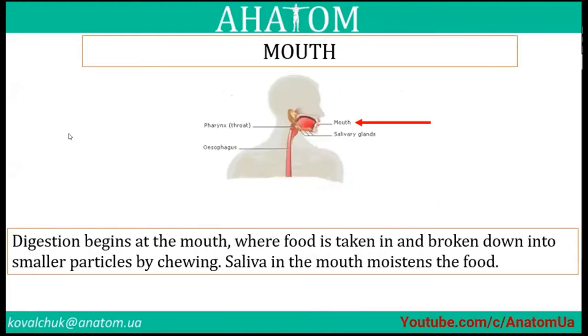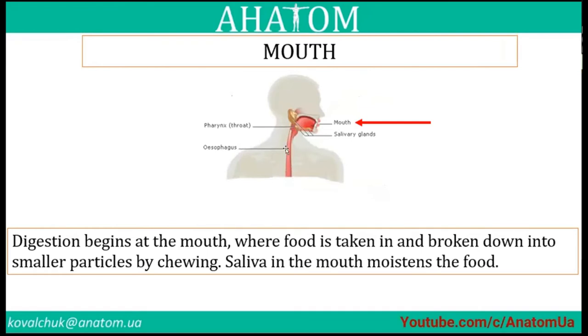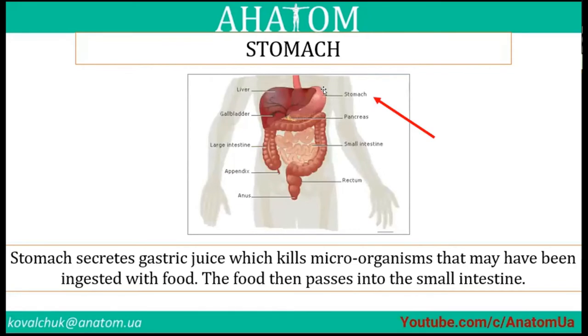Mouth or oral cavity: digestion begins in the mouth, where food is taken in and broken down into smaller particles by chewing. A very important moment at this time is the chewing muscles in the head. Saliva, a special liquid in the mouth, moistens the food, and food mixes with saliva. Next, it moves to the pharynx or throat. Three parts of the pharynx: nasal, oral, and laryngopharynx, because all tubal organs in the digestive system have three parts, please remember. Next, esophagus. The esophagus connects with the stomach. The esophagus consists of three parts: cervical, thoracic, and abdominal part. Here, the abdominal portion connects with the stomach.